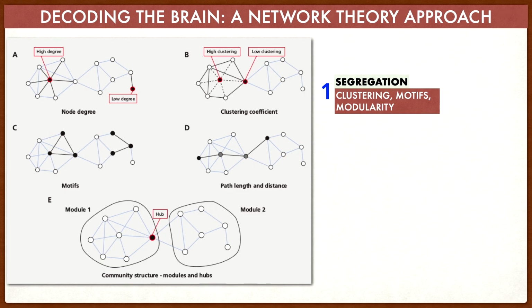Because the clustering talks about how the neighbors of a neighbor are connected, it gives you information on whether there is segregation or not. Higher clustering means there is segregation. Again motif, the same thing, and modularity is also the same. The difference is that you will see higher clustering in a sparse network only if it is a modular network.